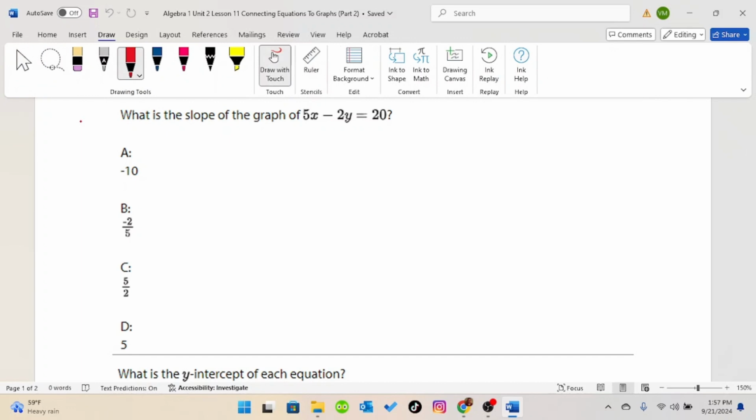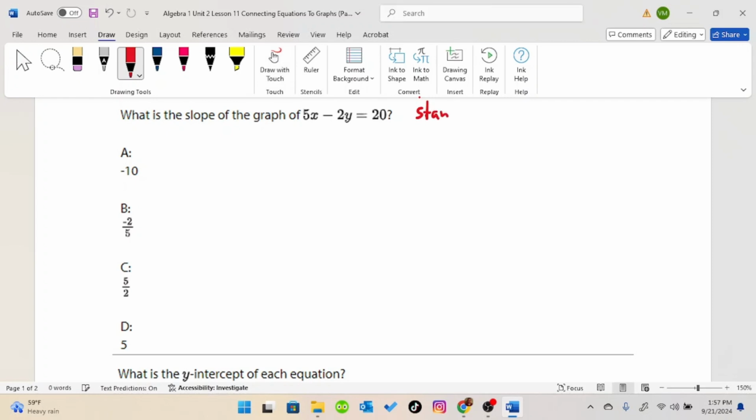Our first practice problem: what is the slope of the graph of 5x minus 2y equals 20? So what I want to do is show you how we can change this form of an equation into the slope-intercept form of the equation, and then look at how we can identify what the slope would be from this form.